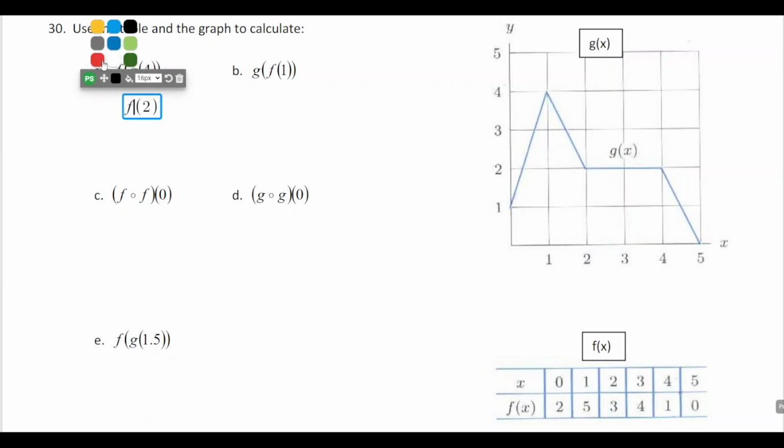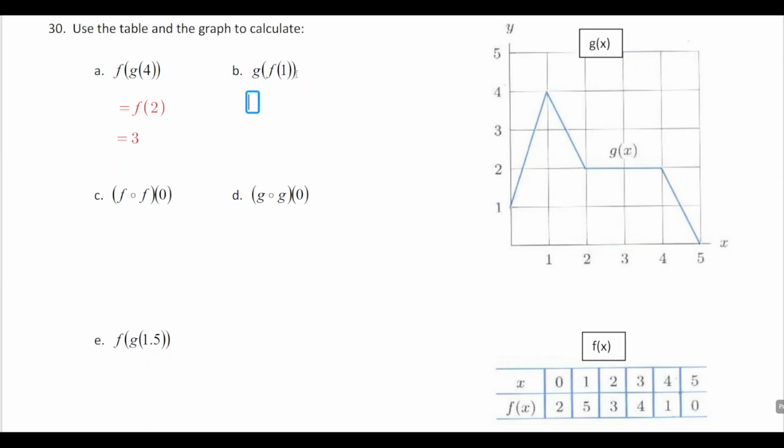So make this a different color, make it a little easier to see here. And then we're going to evaluate f of 2. So this is where we'll use the table. We'll find 2 on our x's, and we can see that our value of the function should be 3. So 30a should be 3.